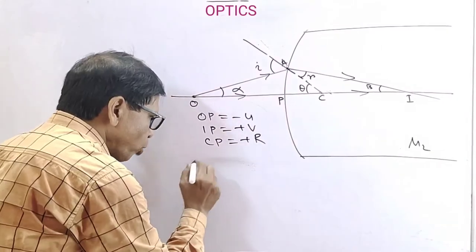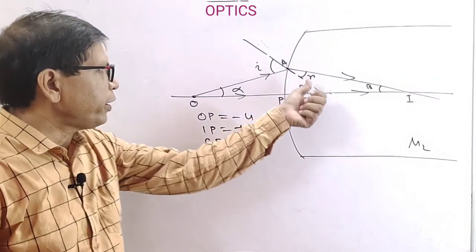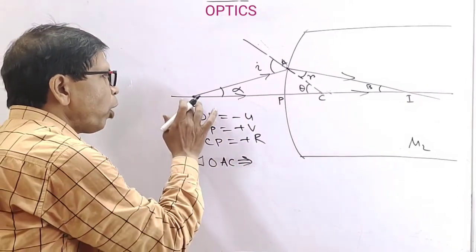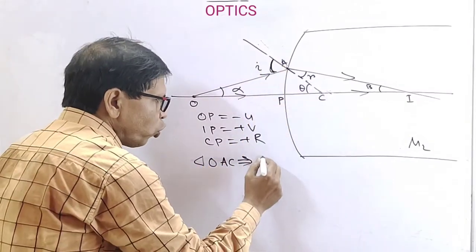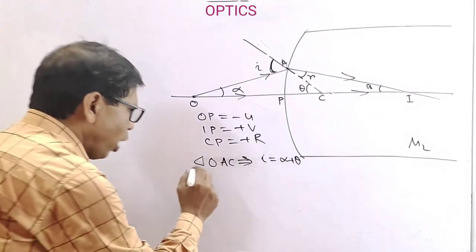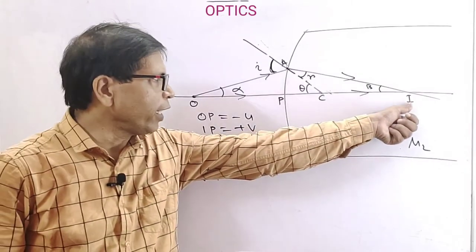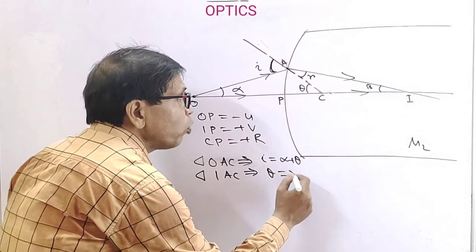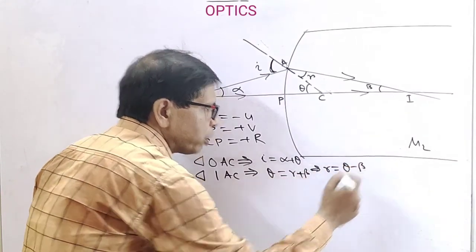Okay? Now, from triangle OAC, this is the exterior angle, so I equals alpha plus theta. Now, from triangle IAC, look at this, theta is the exterior angle, so theta equals R plus beta, therefore R equals theta minus beta.